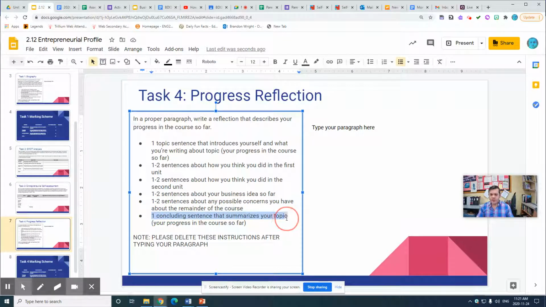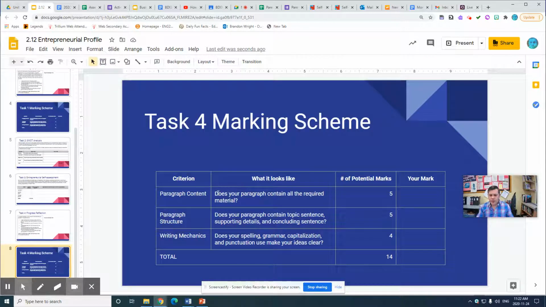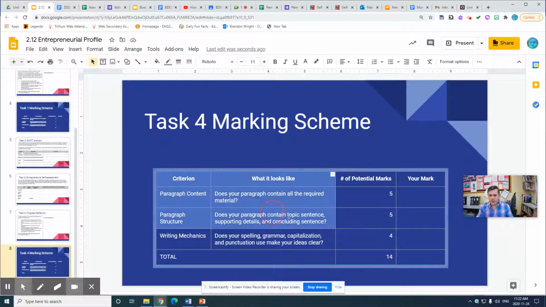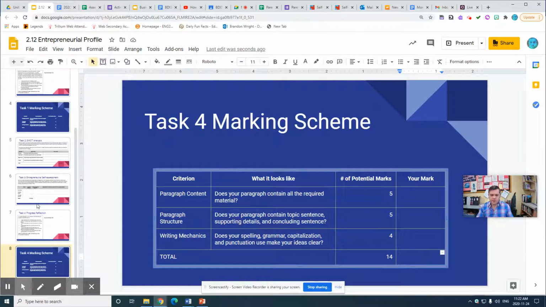And then finally, a concluding sentence that summarizes your topic, which is your progress in the course so far. So just write a paragraph about your progress in the course so far. And like the first paragraph, it'll be marked the exact same way according to this rubric here.